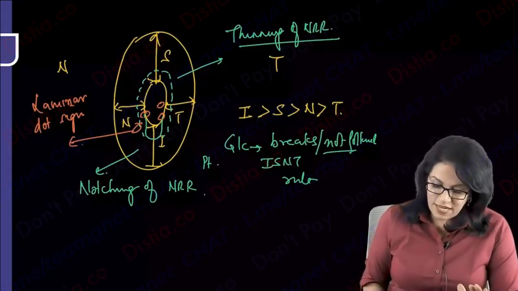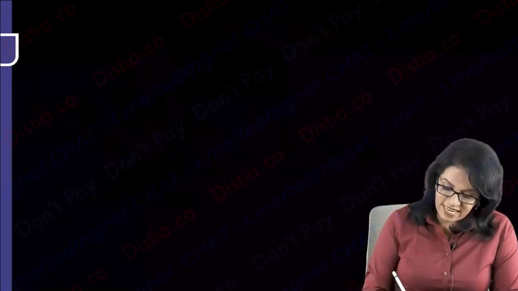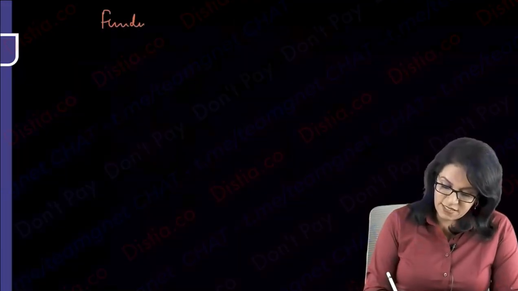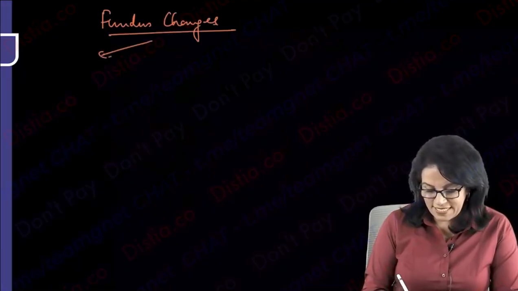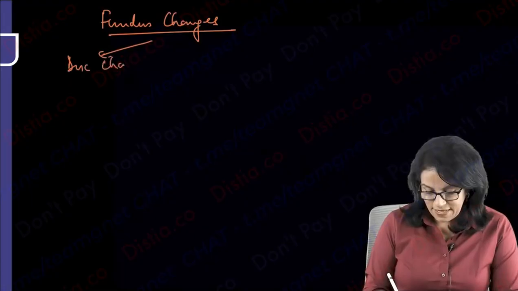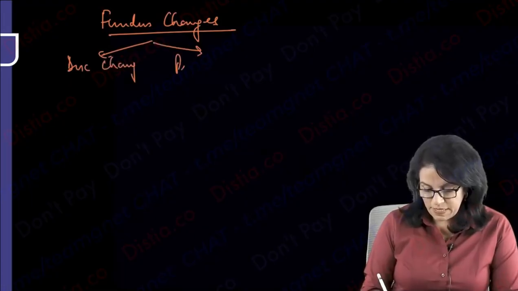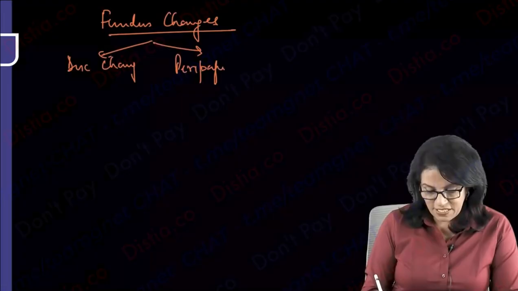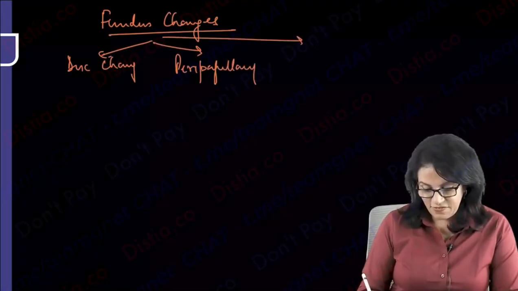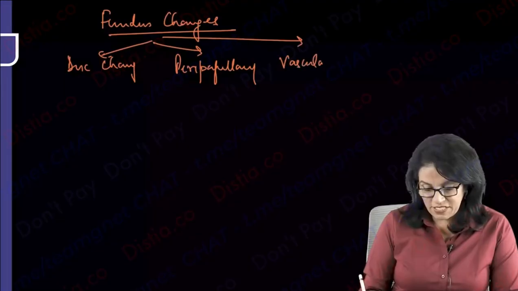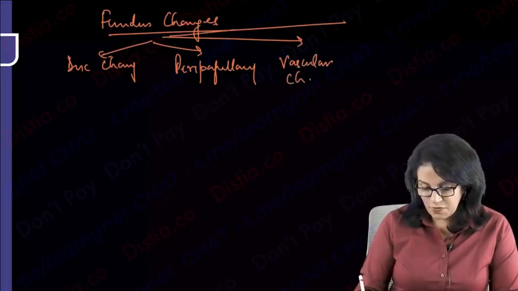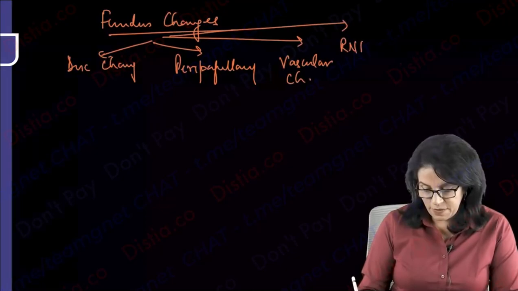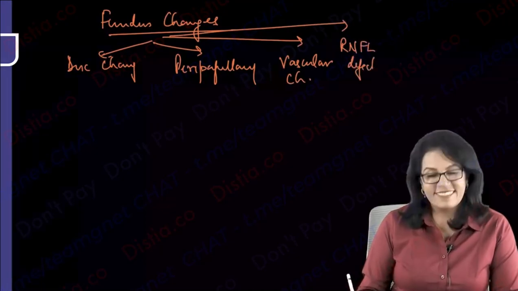Good. So if we are clear about that, to make our learning easy, because I want you to learn with me here itself, we can divide the fundus changes as disc changes. Peripapillary means around the disc, and what can be the changes? Right? Vascular, blood vessel alignment changes can happen. And of course, retinal nerve fiber layer defects will be seen.